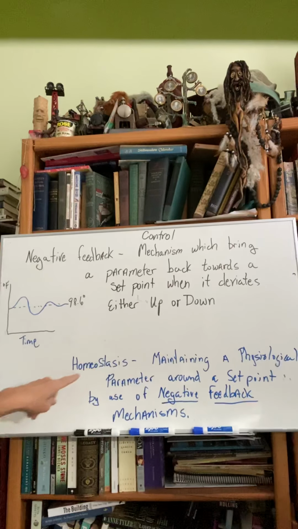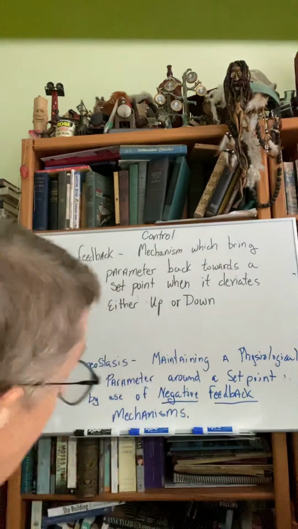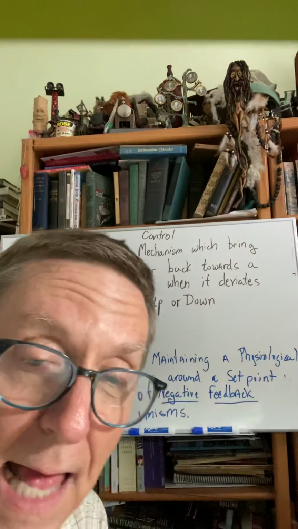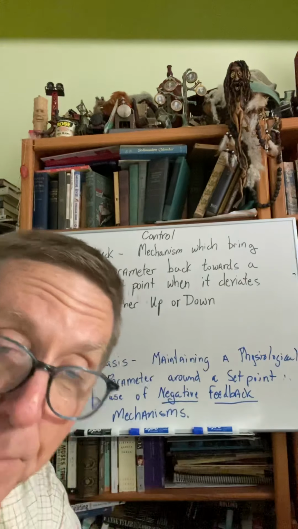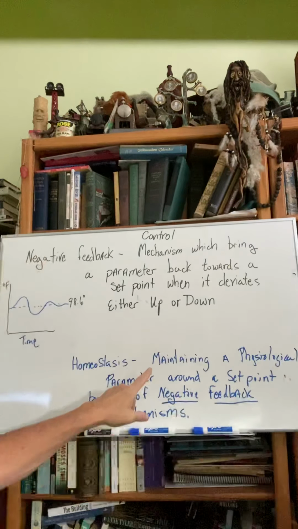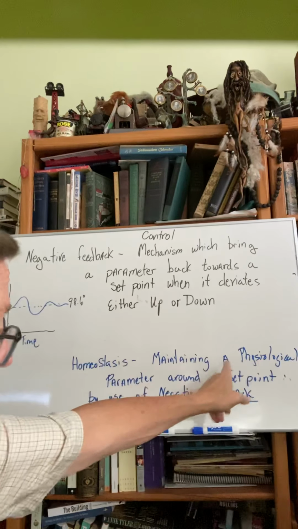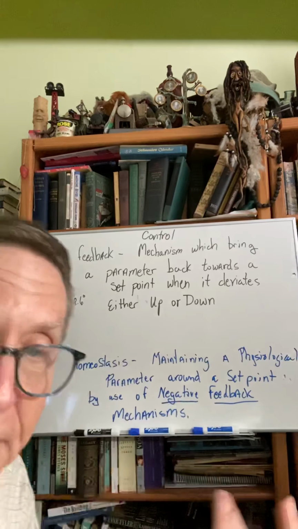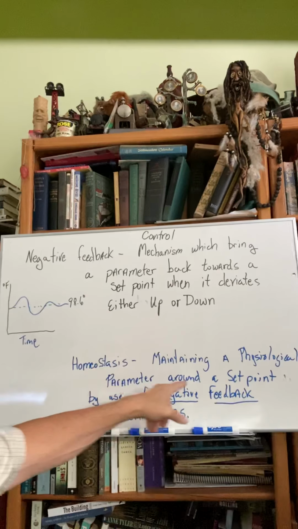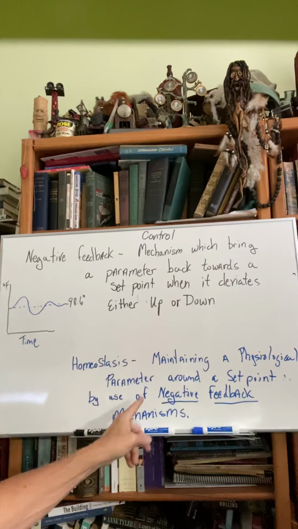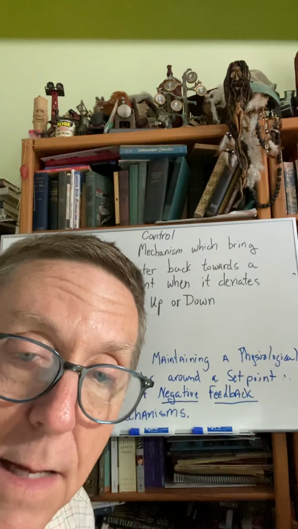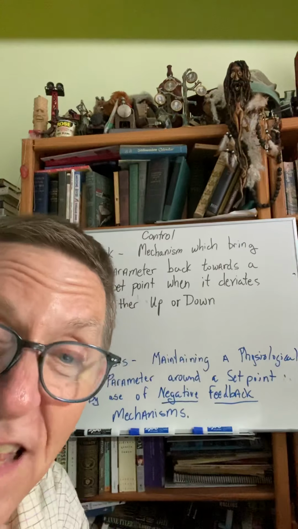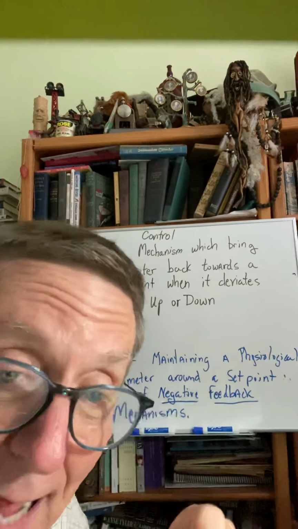Homeostasis. Homeo means the same, and stasis means to stand. That's the Latin derivation of the name. But what it means is maintaining physiological parameters around a set point by using negative feedback mechanisms. Okay, I'll come back with another video with some other ideas next.